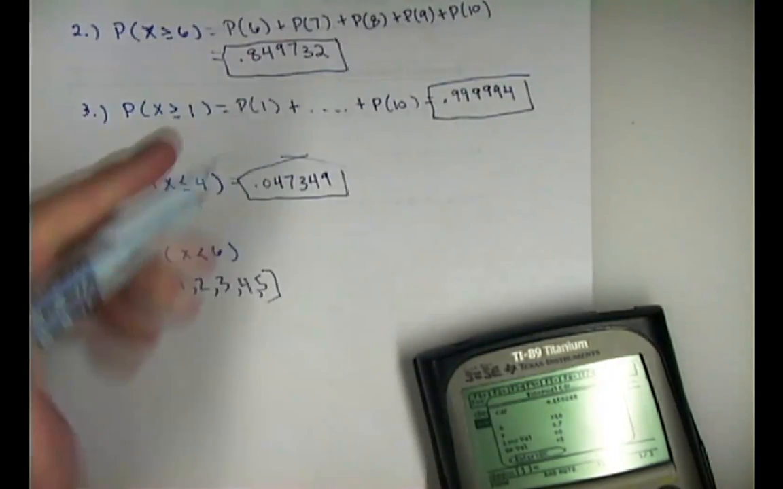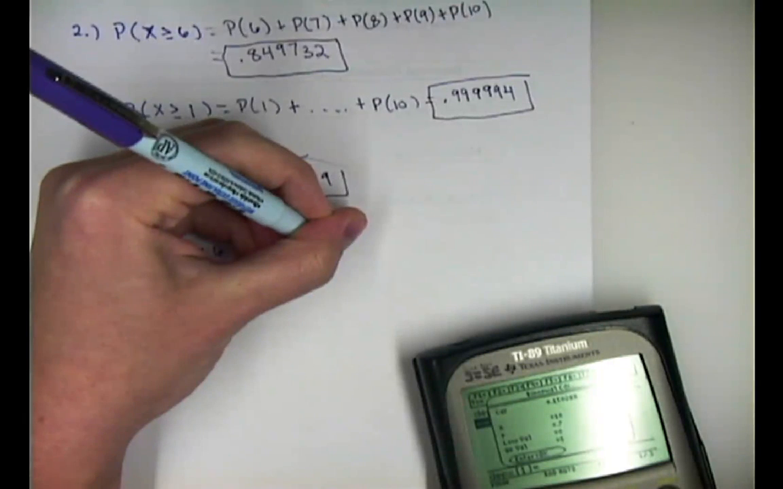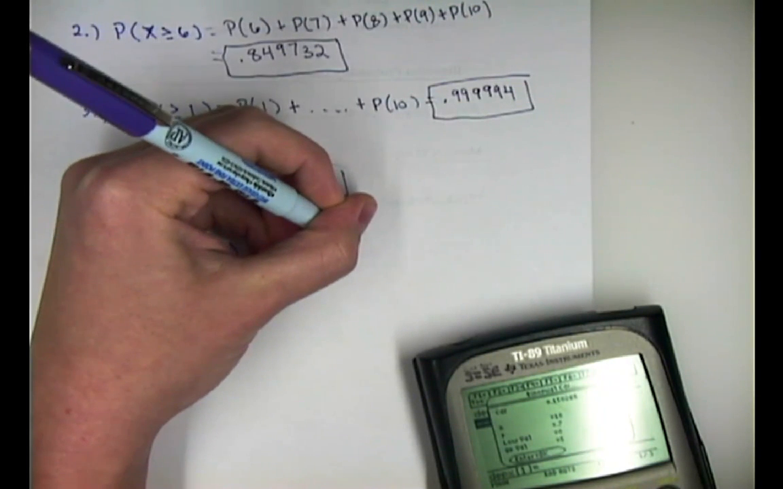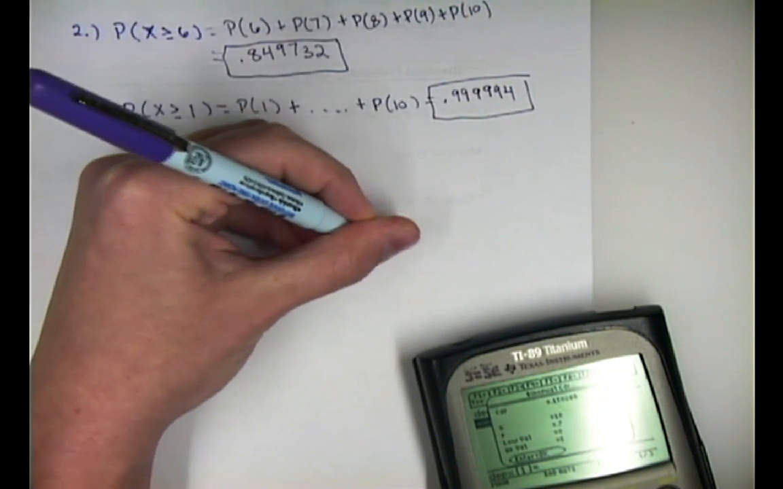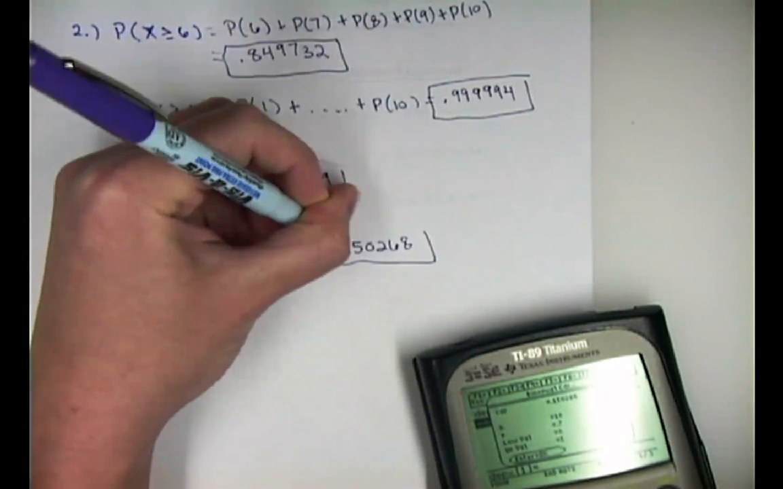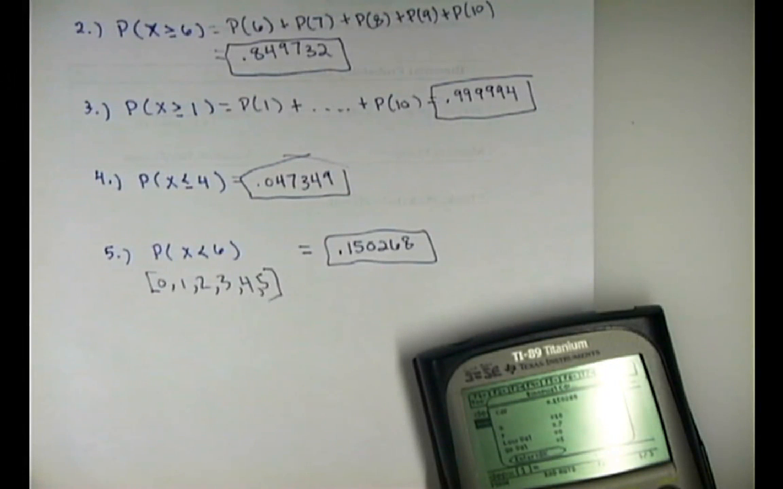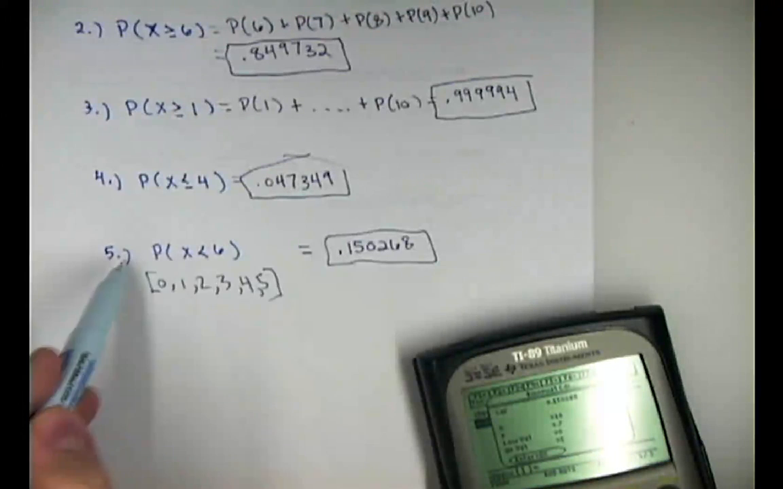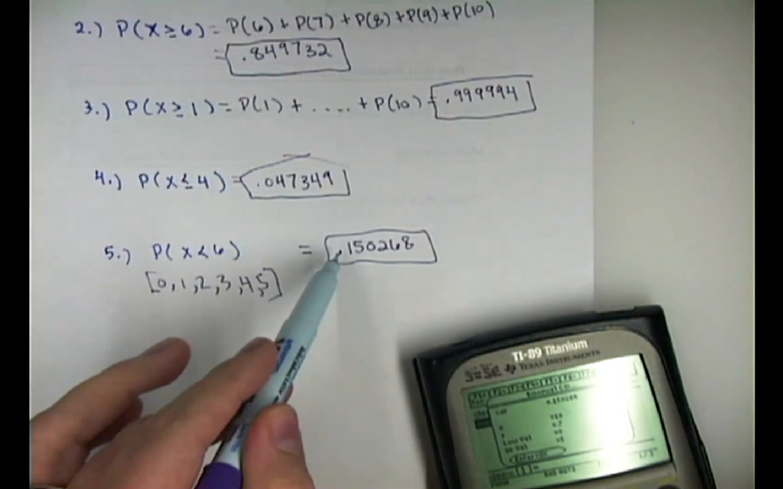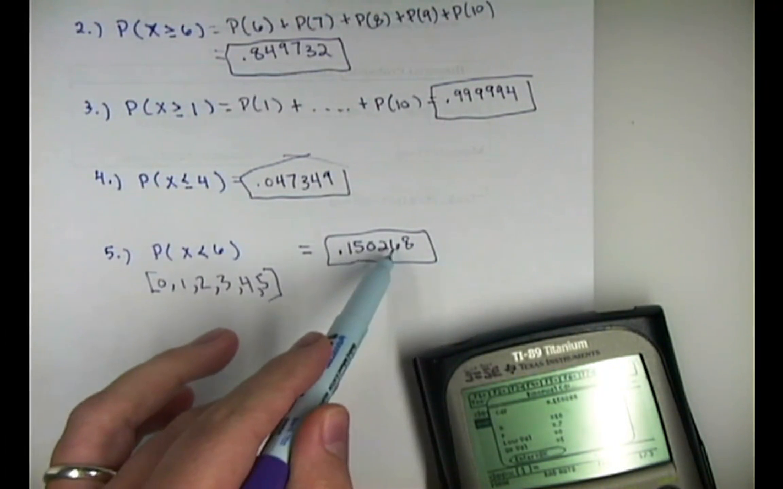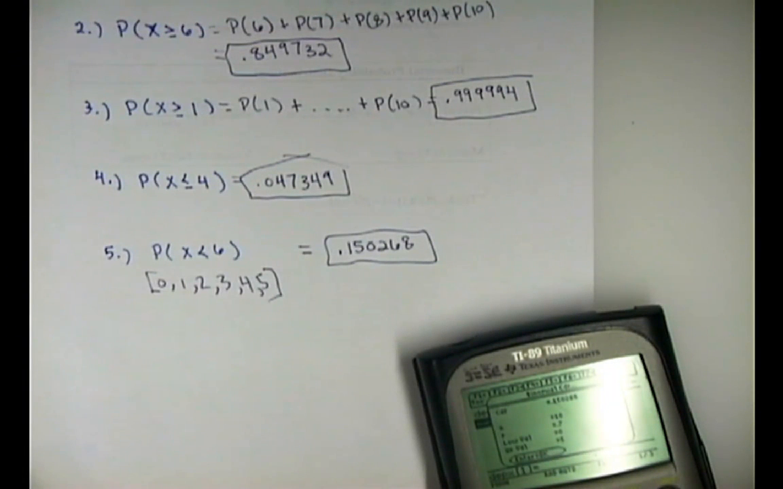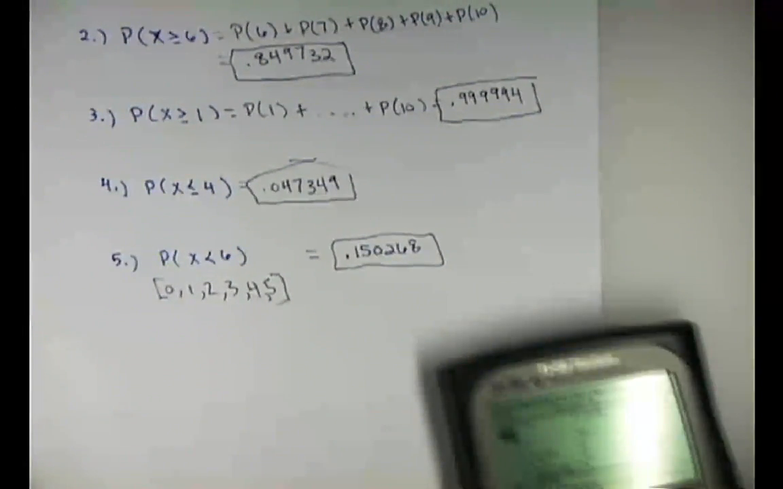Some of these you've got to think about, but once you think about your bounds, your values, the calculator will do everything else for you. And I love this one because it works in a menu type format, and it's very user friendly once you figure out where things are located. The probability of being less than or equal to 6 is 0.150268 according to this calculator. You might have your float set to a different decimal place, and that's fine. We should be getting approximately the same answers though, okay?